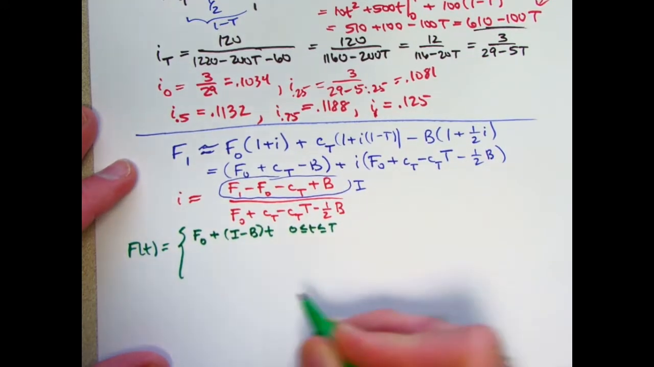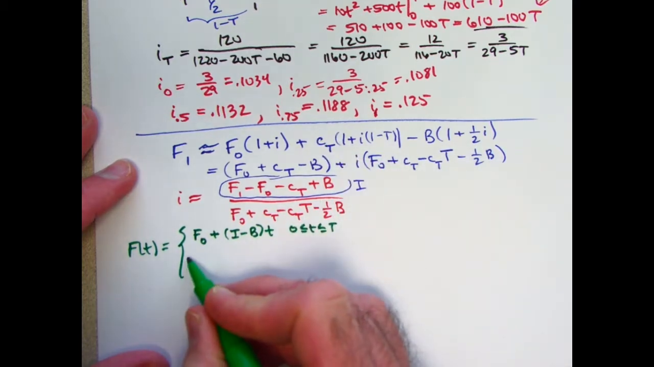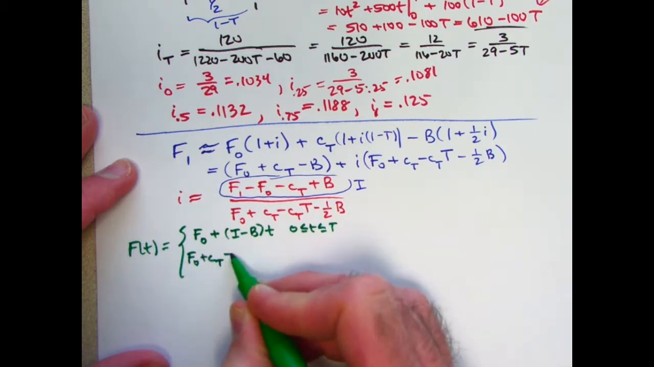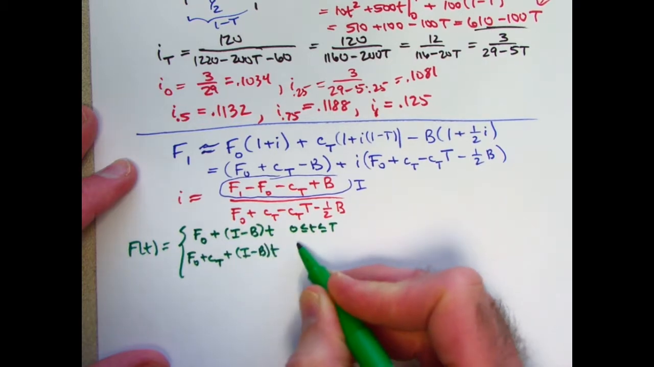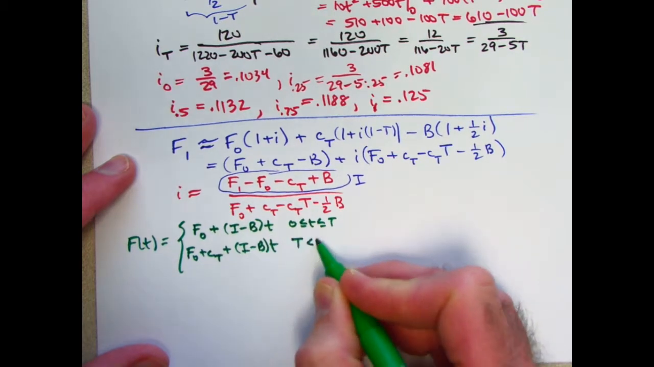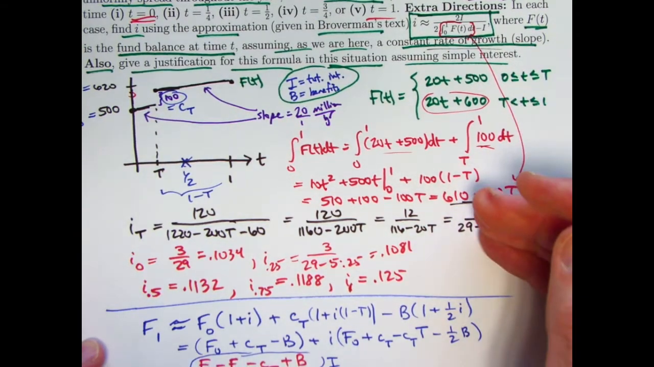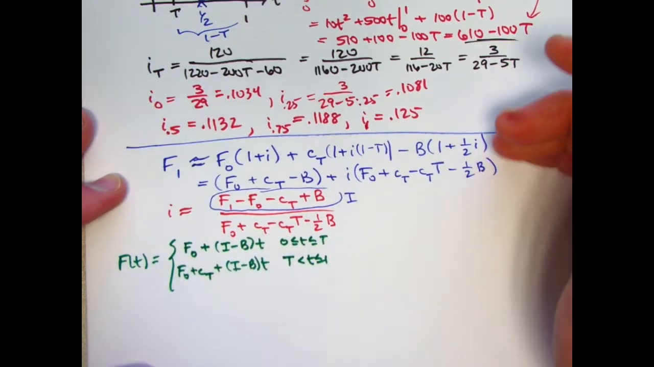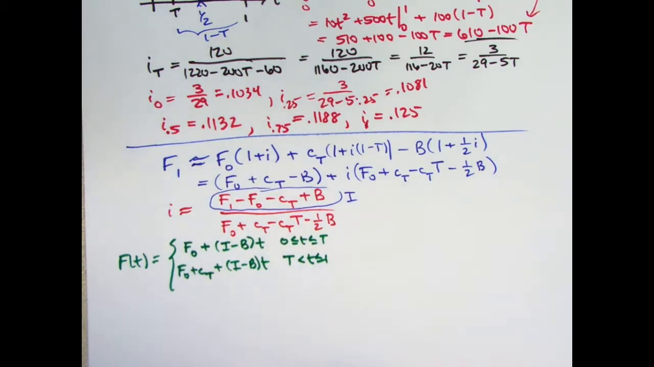And then for the second piece, I just add the lump sum contribution, the C sub t, to that. So I'd have F0 plus C sub t plus also (I minus B) times little t. Now little t goes from capital T to 1. So essentially we're doing the same kind of thing we did up here, except in a general case. And again, we are matching it with the way we think about it in terms of an equation of value and seeing that we get the same thing. So again, I think it is still worthwhile.